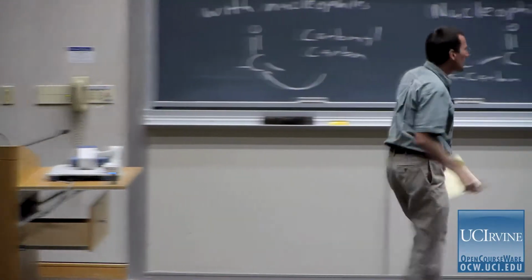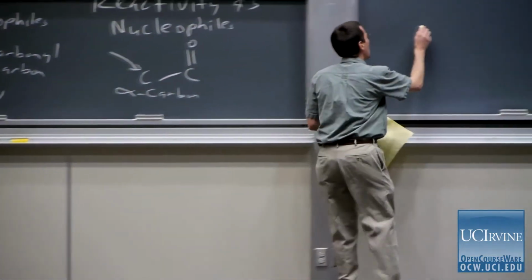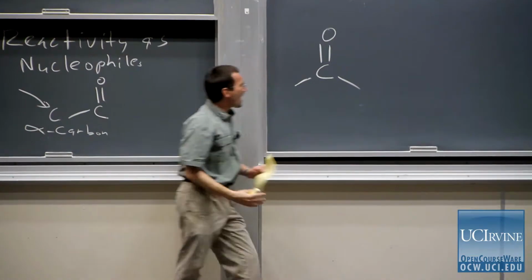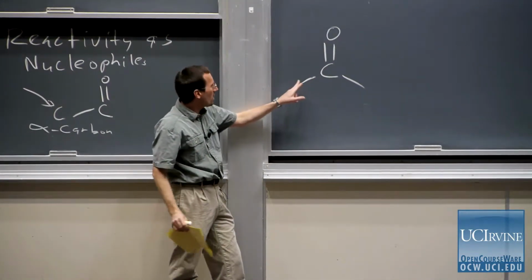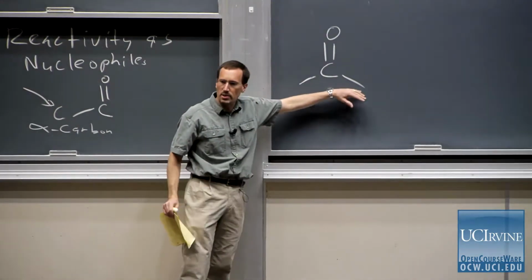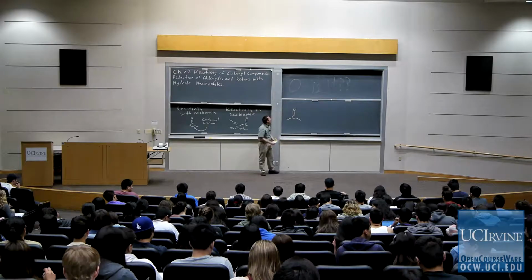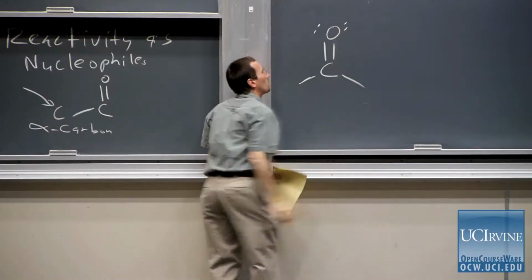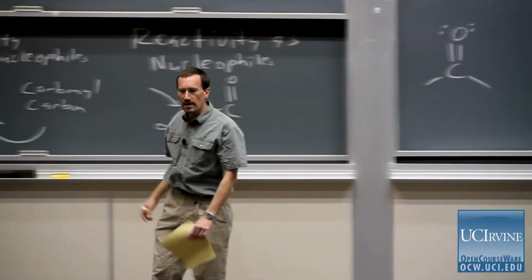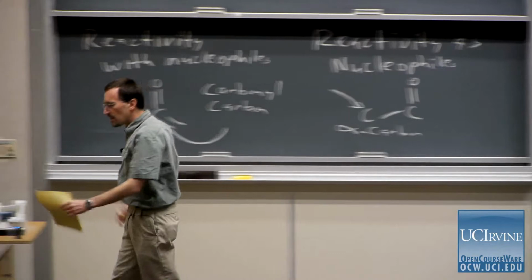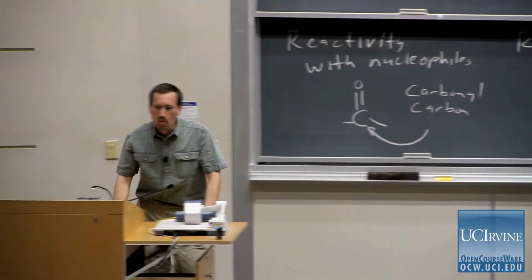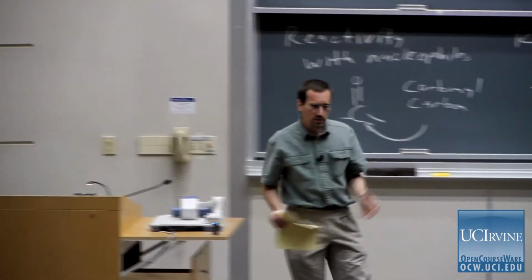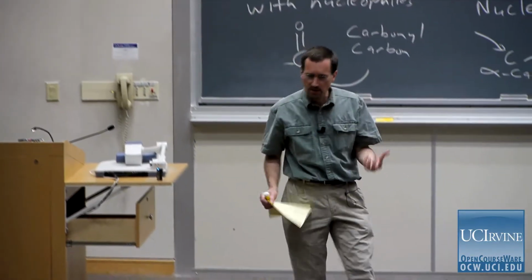And let's start with a carbonyl group. This isn't meant to be acetone or any particular carbonyl group. I'm just drawing this as a general carbonyl group. And we'll be good people and write our lone pairs of electrons and focus on the carbonyl group. So oxygen is more electronegative than carbon. Oxygen has a greater nuclear charge. It pulls the electrons toward it.